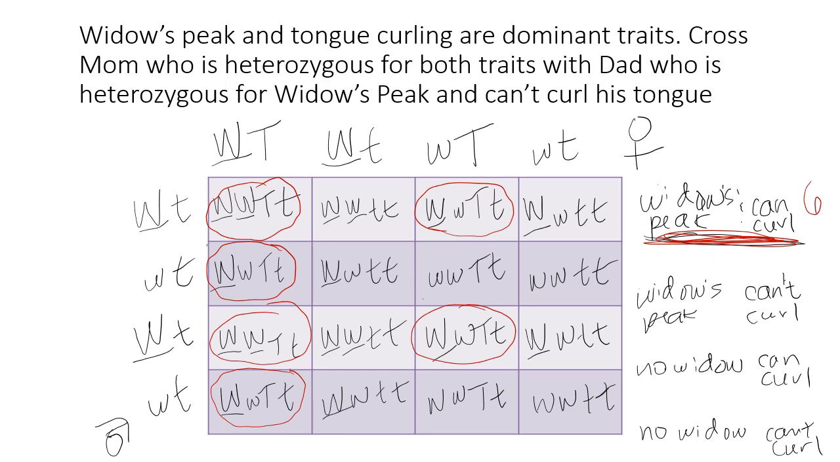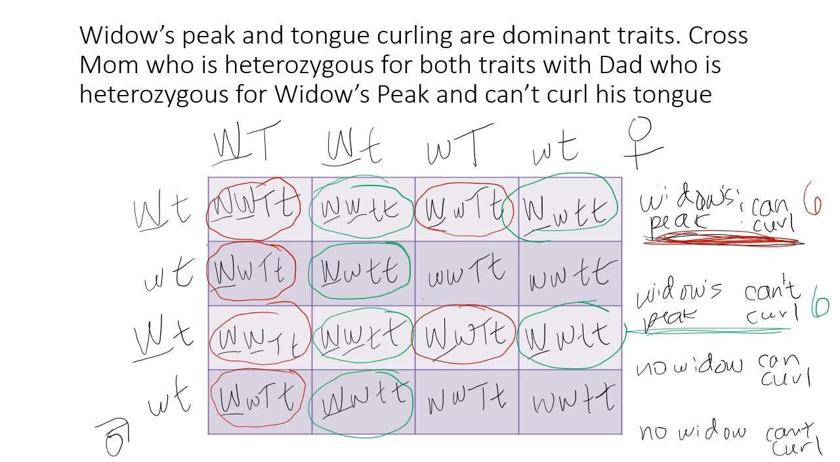All right, now I'm just going to pick another color. Let's try green. So widow's peak and can't curl your tongue. That's dominant trait for W and little t's. So I'm looking for a big W, little t's. And I think there's a lot of those. Big W, little t, big W, little t's. I have to have 2 little t's for the recessive trait. Can't have just one. Big W, little t, big W, little t. I think that's it. So that's another 6.